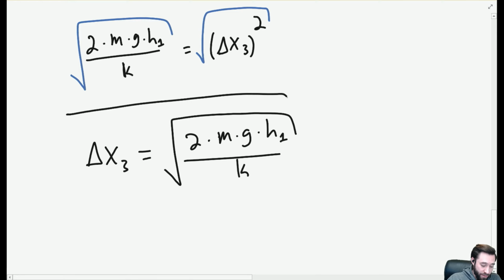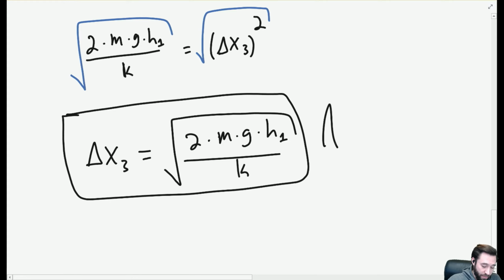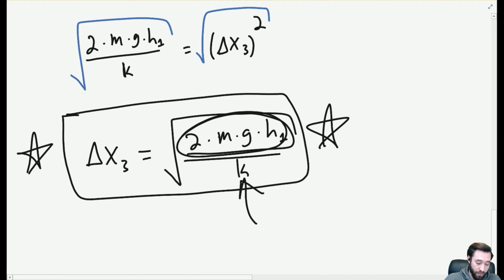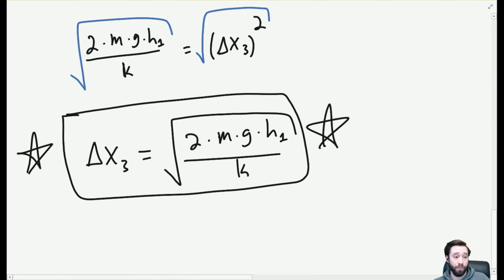Now, this equation might cause some issues if you're using your iPhone or some sort of non-scientific calculator, when you start plugging the numbers into this numerator. When you are plugging values in, I would highly recommend using Desmos, because it will make sure that this radical is applied to the entire fraction instead of just the numerator.